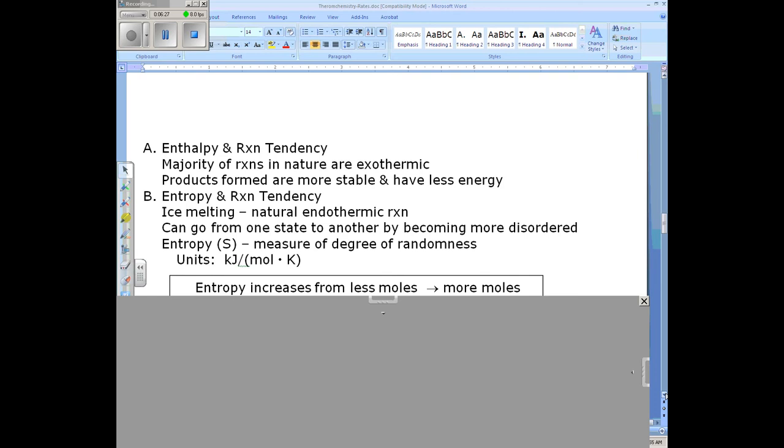Okay, so here's the trick with entropy. It increases as you go from less moles to more moles.